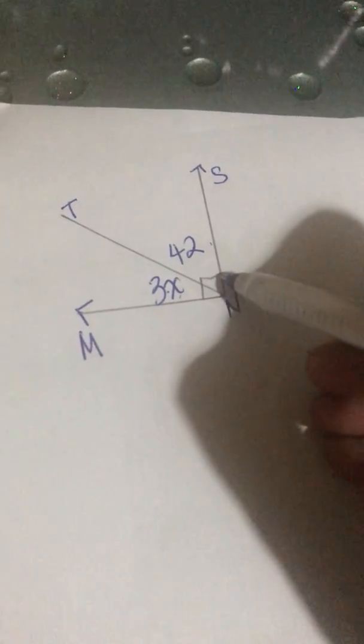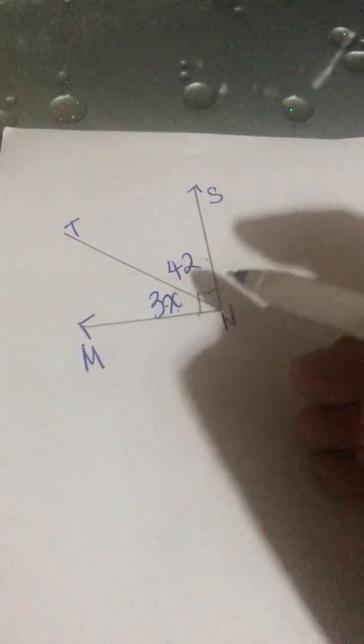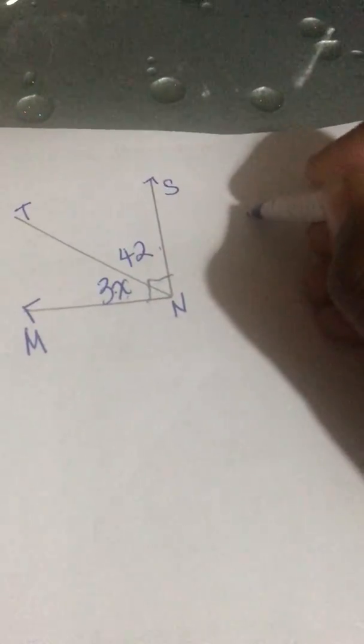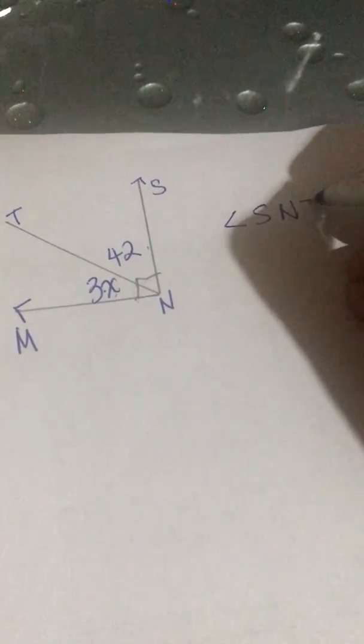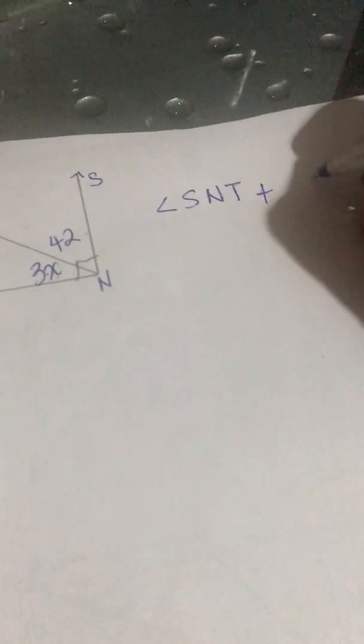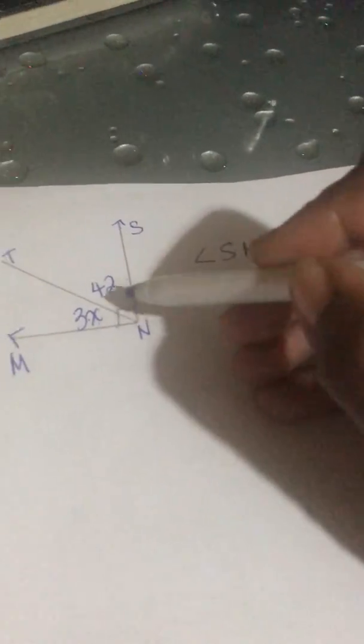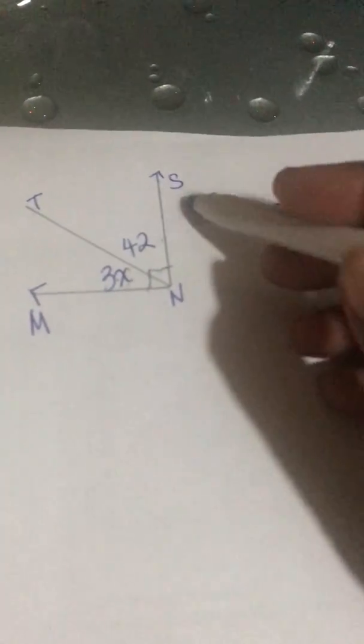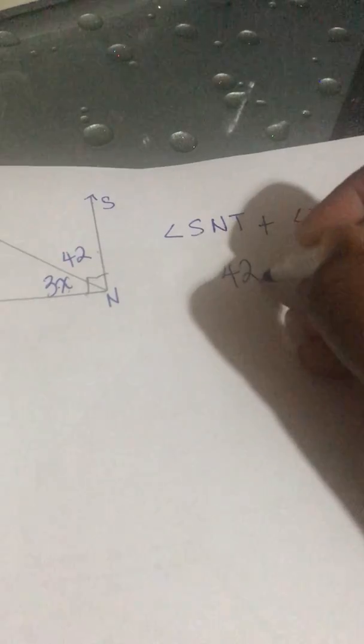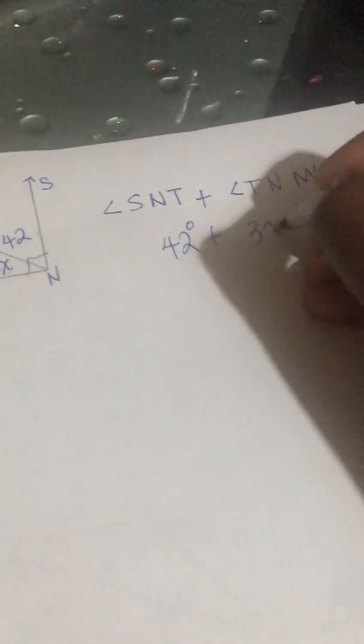These two angles are complementary because I saw this symbol, and this symbol means 90 degrees. So I write angle SNT plus angle TNM should equal 90 degrees. SNT, 42 degrees, plus 3x equals 90 degrees.